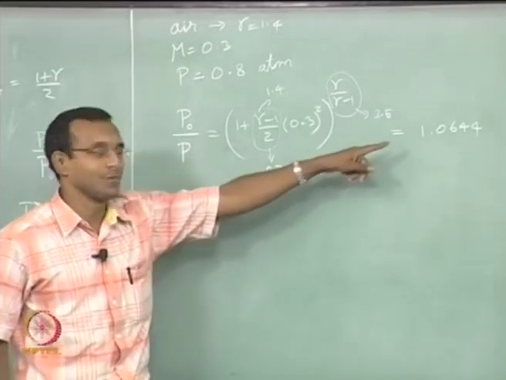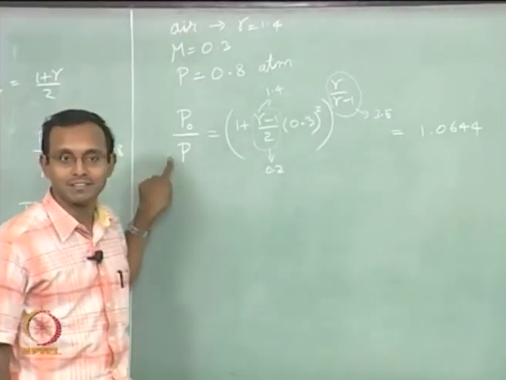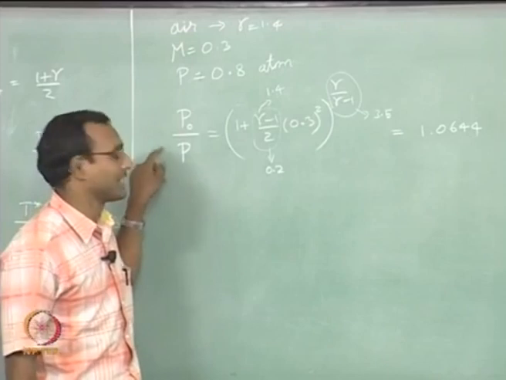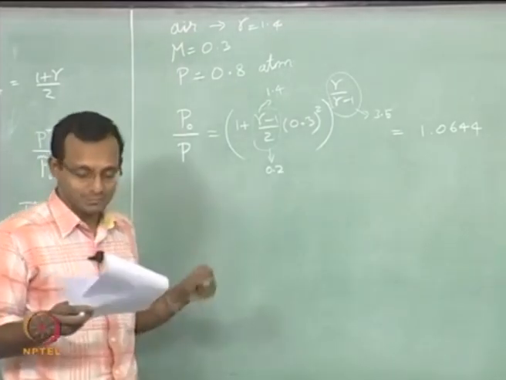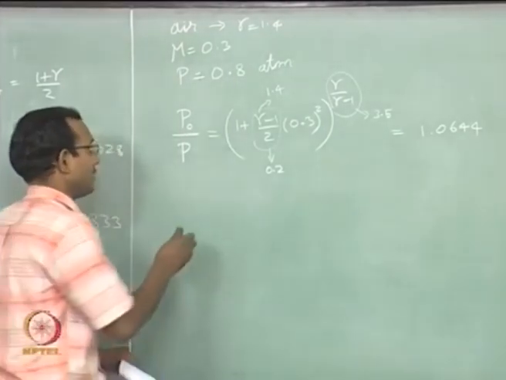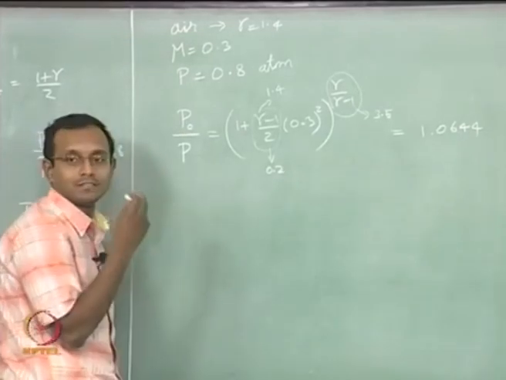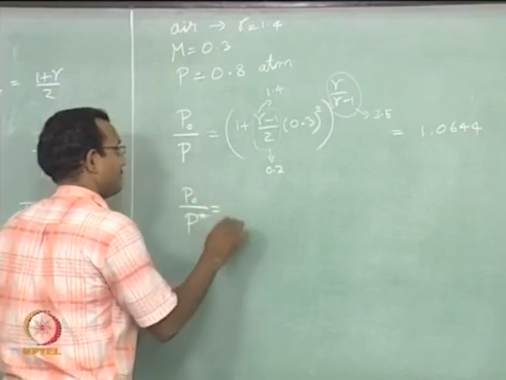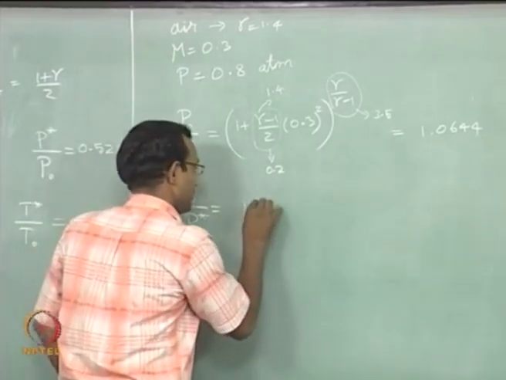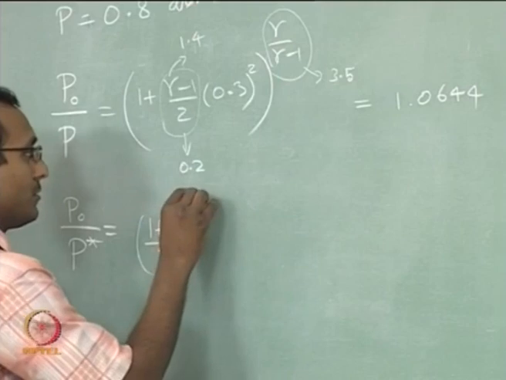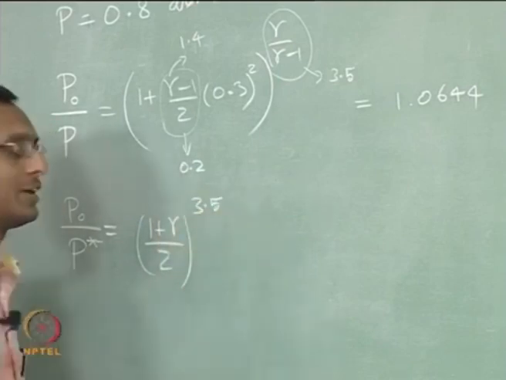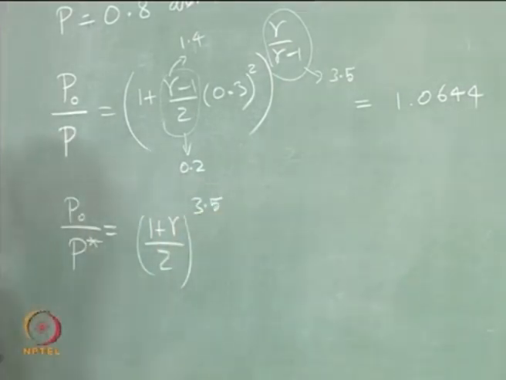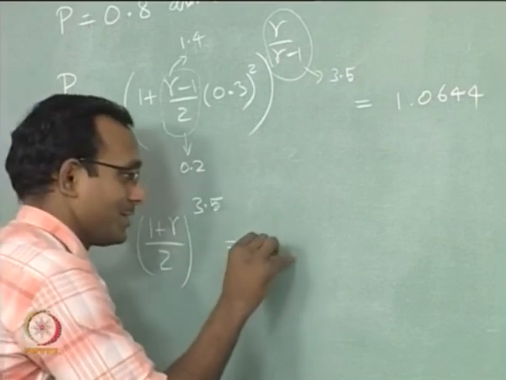If this number is more than 1, then you are looking at stagnation by static. If it is less than 1, you are looking at static by stagnation. Be careful. Now we wanted M equal to 1, that is, we wanted the star condition, P naught by P star. I will just put 3.5 directly there, you know what it is supposed to be, gamma by gamma minus 1. Okay. And what is this value? 1.893, we just wrote it in the other board.